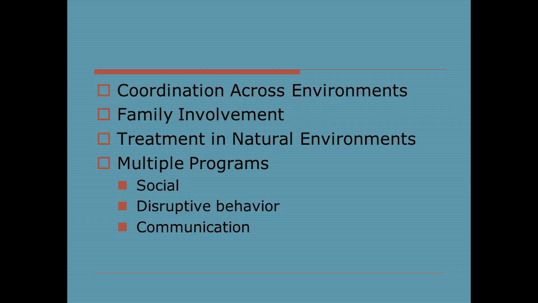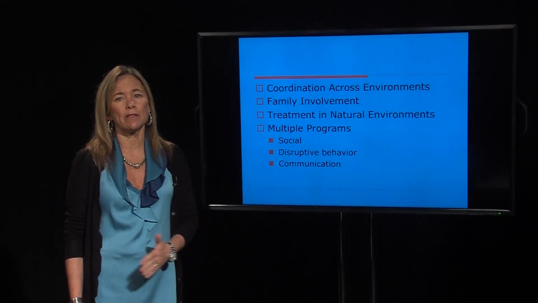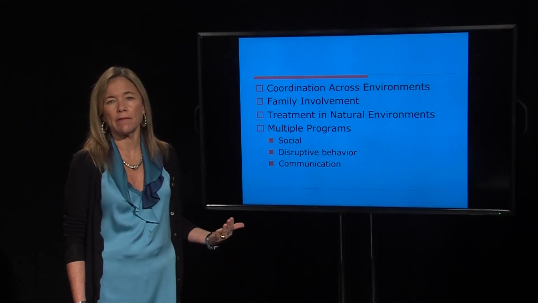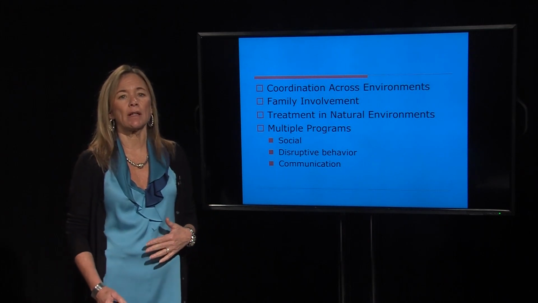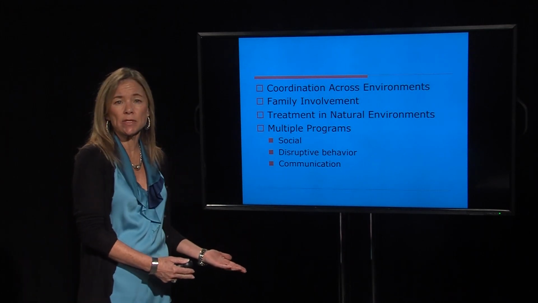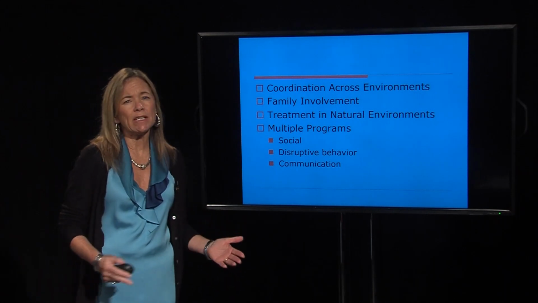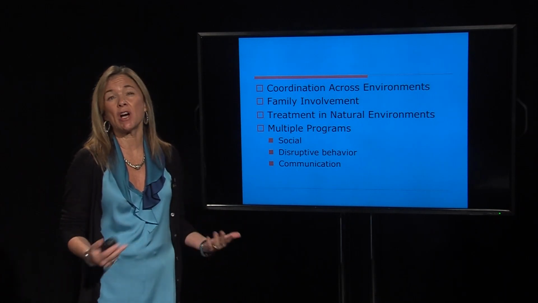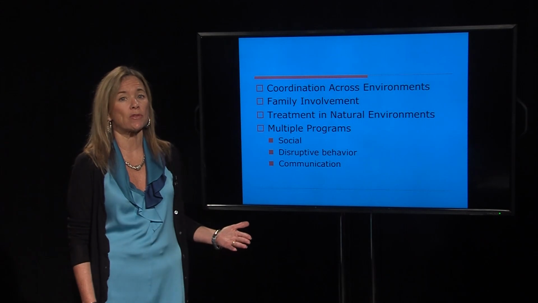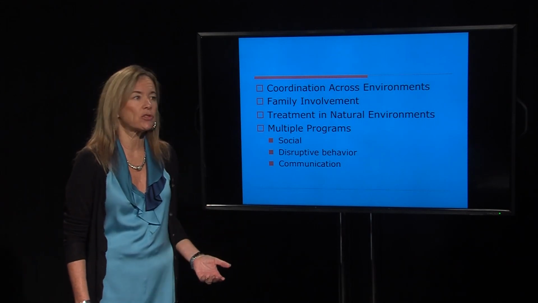So just in summary, coordination across environments is really important. We want everybody to do the same thing. You've probably heard of behavioral contrast. If a child has different expectations in one setting than another, or different consequences, they're really going to maybe get confused and maybe not learn as quickly. But if all the environments are coordinated, they'll learn much quicker.